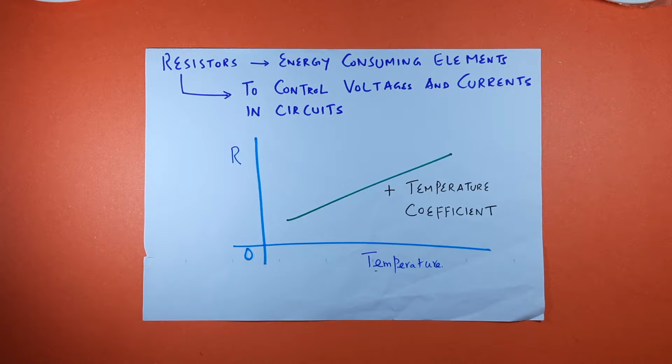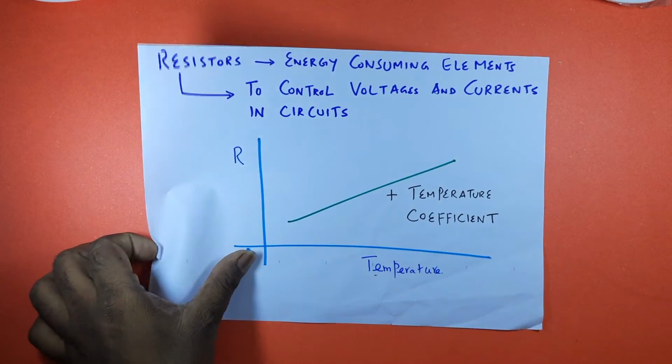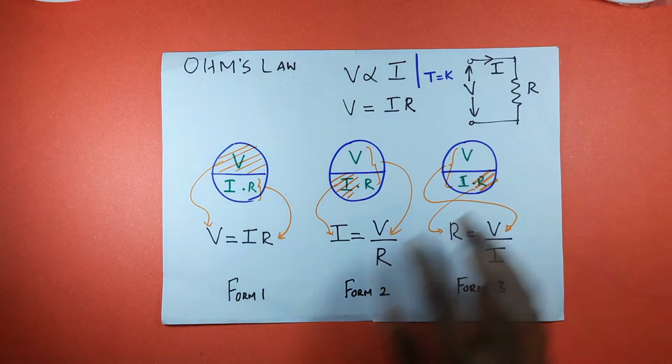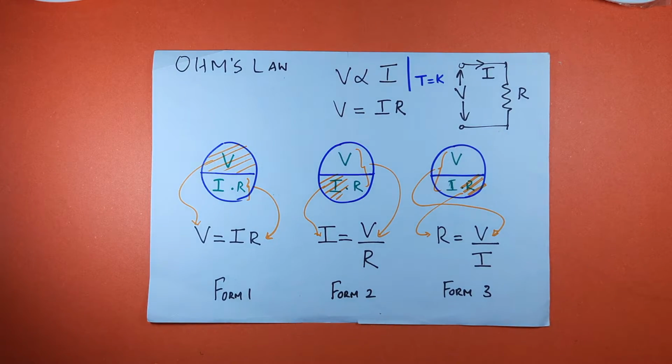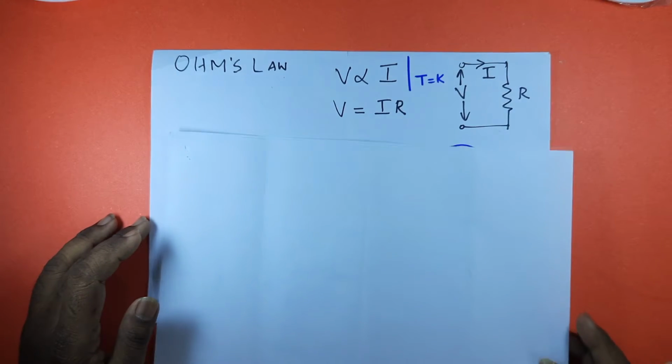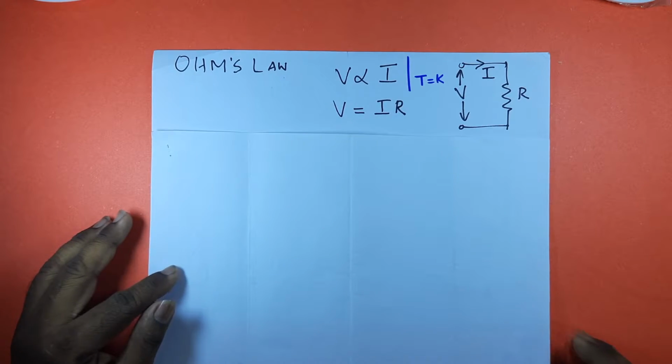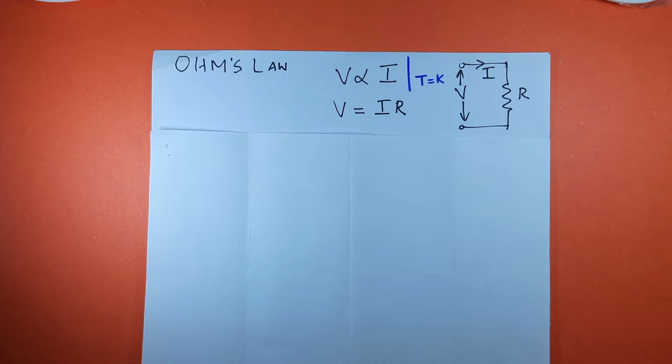Next we shall see Ohm's law. We will define what is Ohm's law. This is one of the basic or fundamental laws in electrical engineering. Ohm's law is the very basic or very fundamental law in electrical engineering. Okay. So we can define Ohm's law like this.